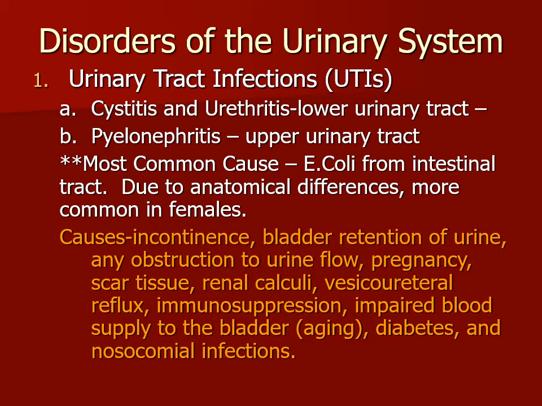Causes of infections. Incontinence is the first, incomplete emptying of the bladder. Bladder retention of urine. Any obstruction to urine flow, which tends to result in the growth of organisms. Pregnancy, scar tissue, renal calculi, and vesicoureteral reflux, which contribute to infection because the urine and any contaminants do not flow freely through and out of the system.